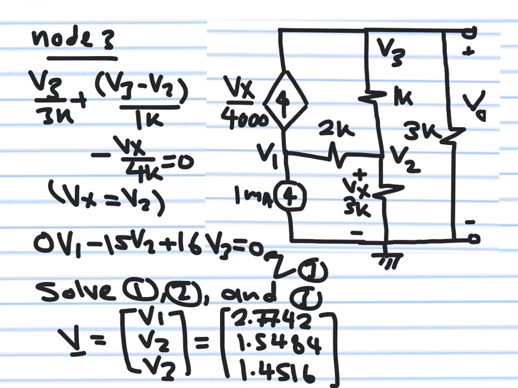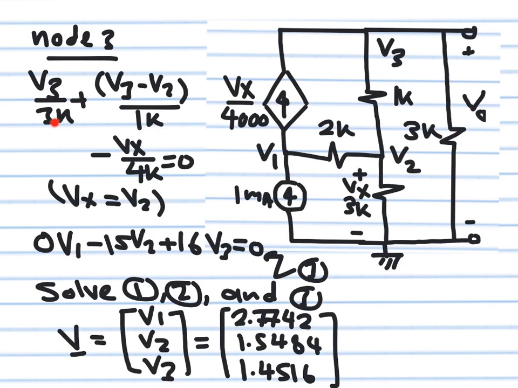Okay, we have one more node, node 3, to write KCL at. So we can say the sum of all currents leaving this node equal to 0. So (V3 minus V2) over 1K minus Vx over 4000 plus V3 over 3K is equal to 0. So I have this current, I have this current, I have this current. And because this one is flowing in, I include it with a negative sign. So we have these three currents. Get rid of Vx as we did before. Write Vx as V2.